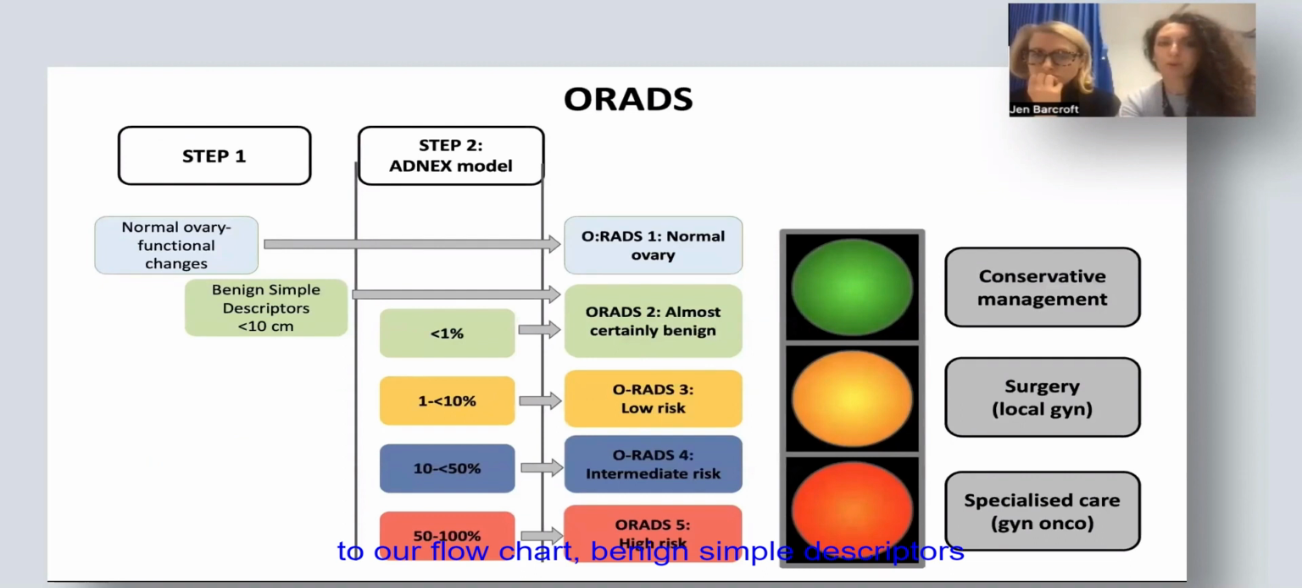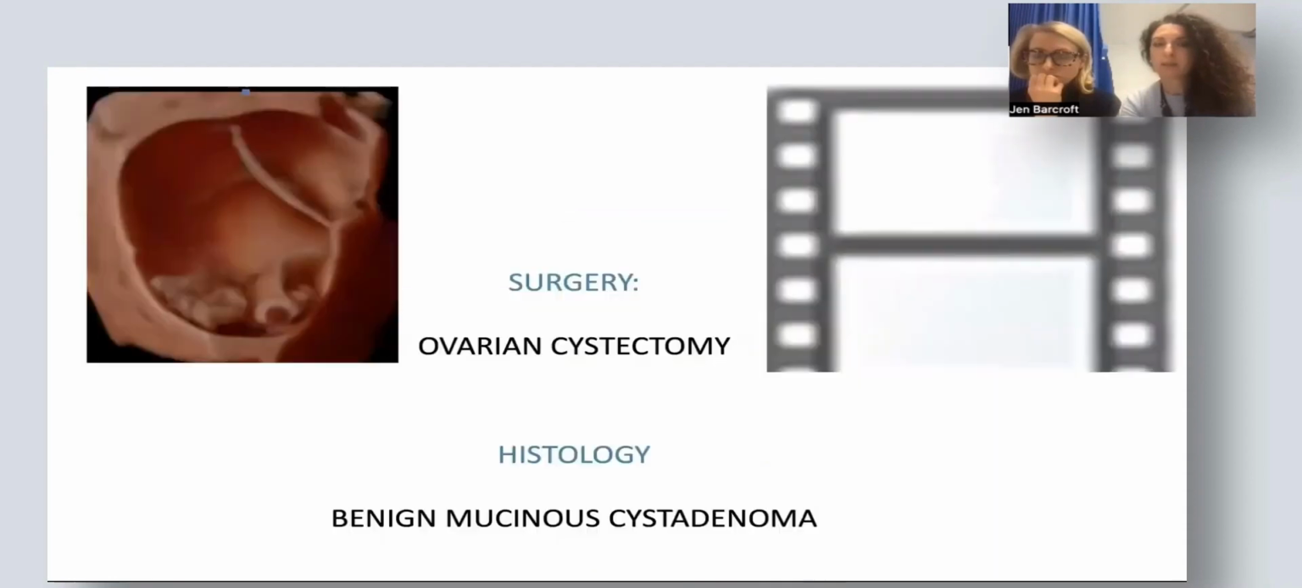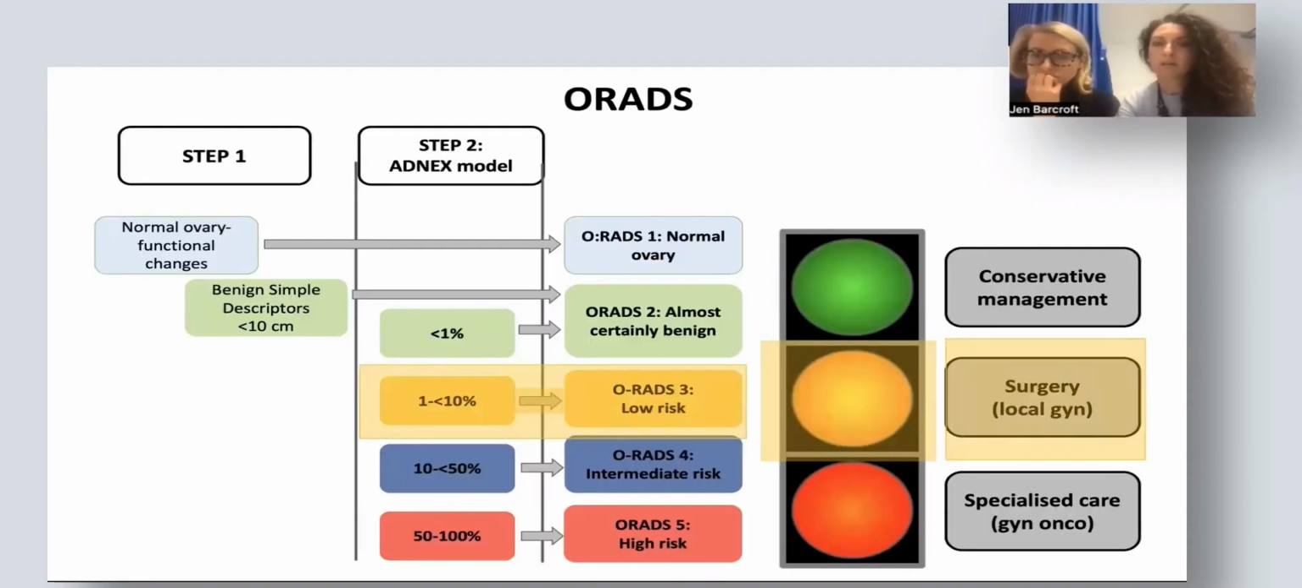If we go to our flow chart, benign simple descriptors as first step are not applicable. So we go for step 2, application of ADNEX model, which gives a risk of malignancy between 1 and less than 10%. So it's a low risk of malignancy.